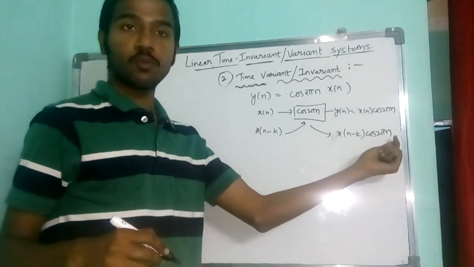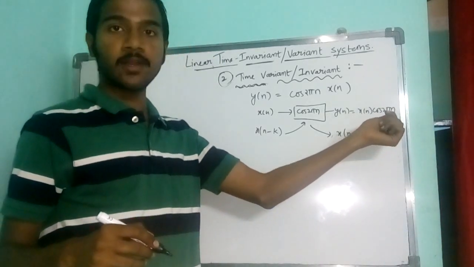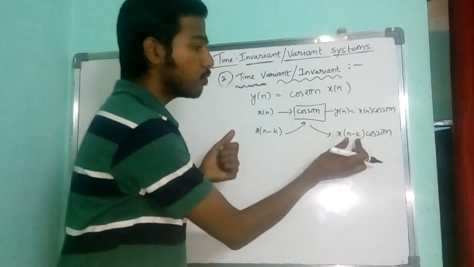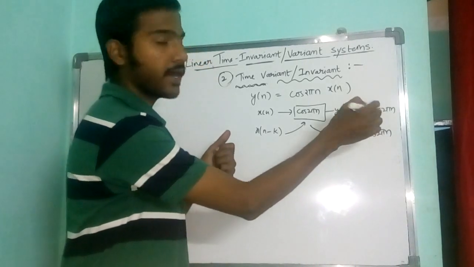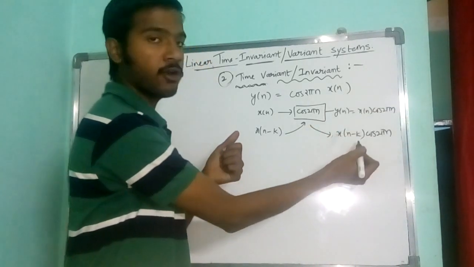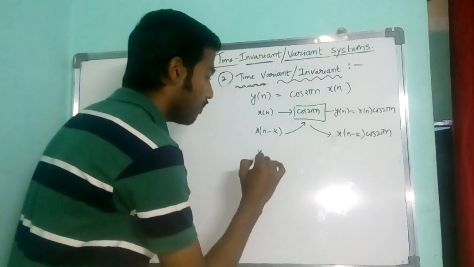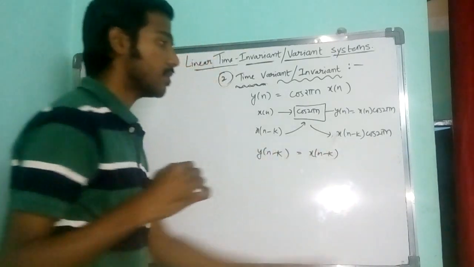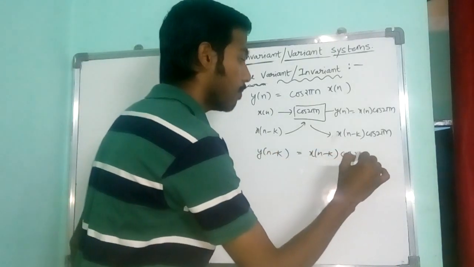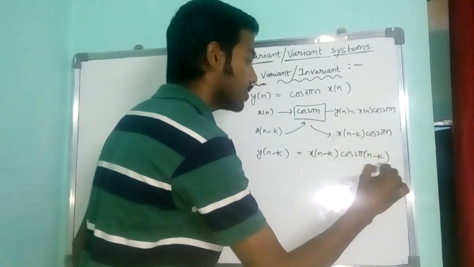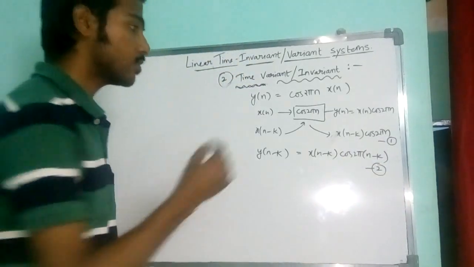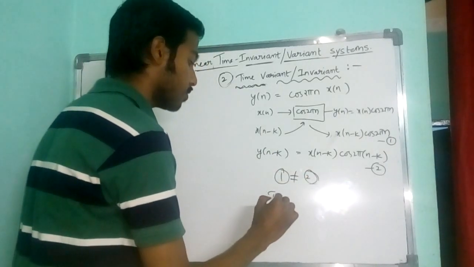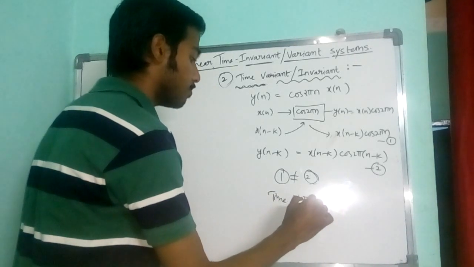We are not bothered about cos 2 pi n because here this acts as an amplitude. We are only shifting the time. So whenever we shift the time, only the time should be shifted. Time will be in the brackets and this is the amplitude, so amplitude will not be changed. Now whenever we apply the transformation y of n minus k, we replace n by n minus k. This is the second equation, this is the first equation. If you can clearly see, 1 is not equal to 2. So even this is a linear time variant system.